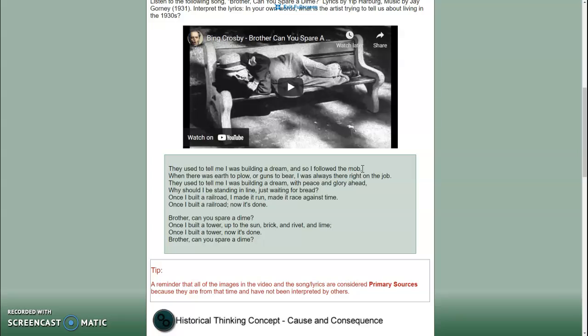Okay, and then we'll talk about why there's an even more decrease in jobs. Brother, can you spare a dime? So now they are begging for money, which was very shameful at this time.